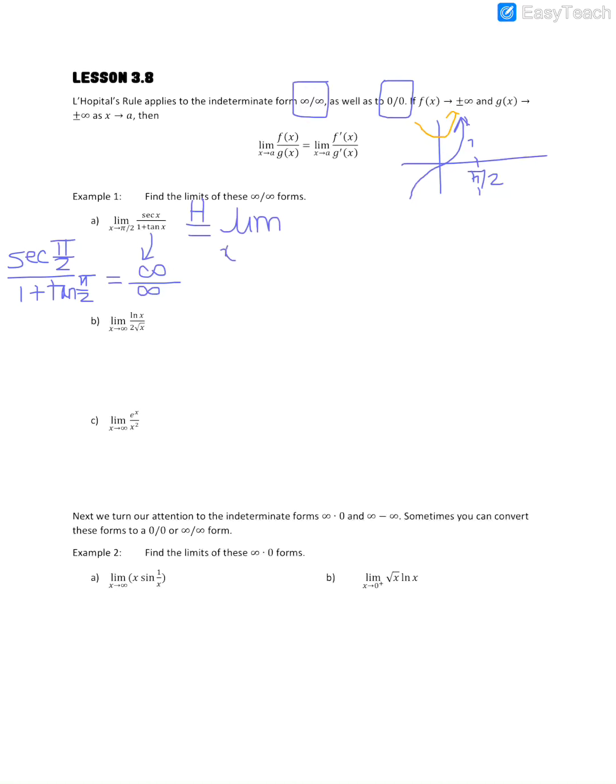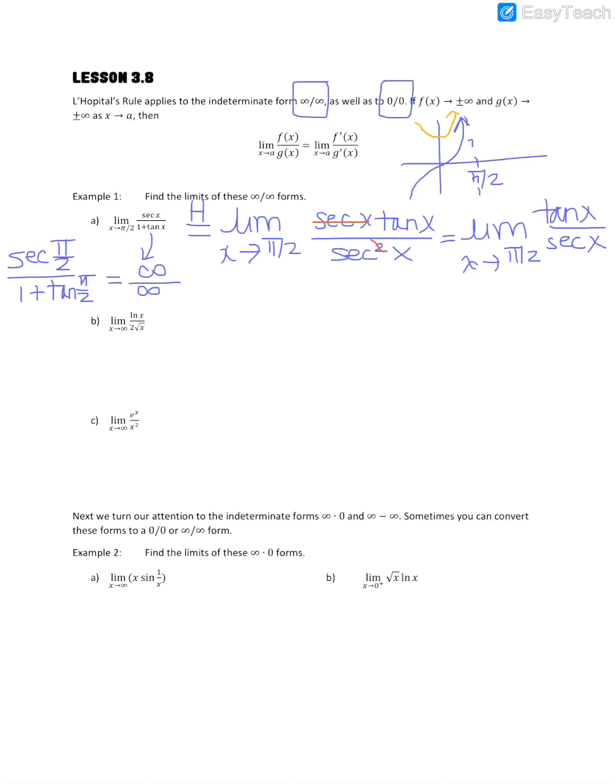So we have limit as x approaches pi over 2. We're going to do the derivative of secant, which is secant tan. And then on the bottom, we have derivative of 1 plus tan x. The 1 gives us nothing. The tangent gives us secant squared. And this cancels one of the secants. Okay, so now I have limit as x goes to pi over 2 of tan x over secant x.